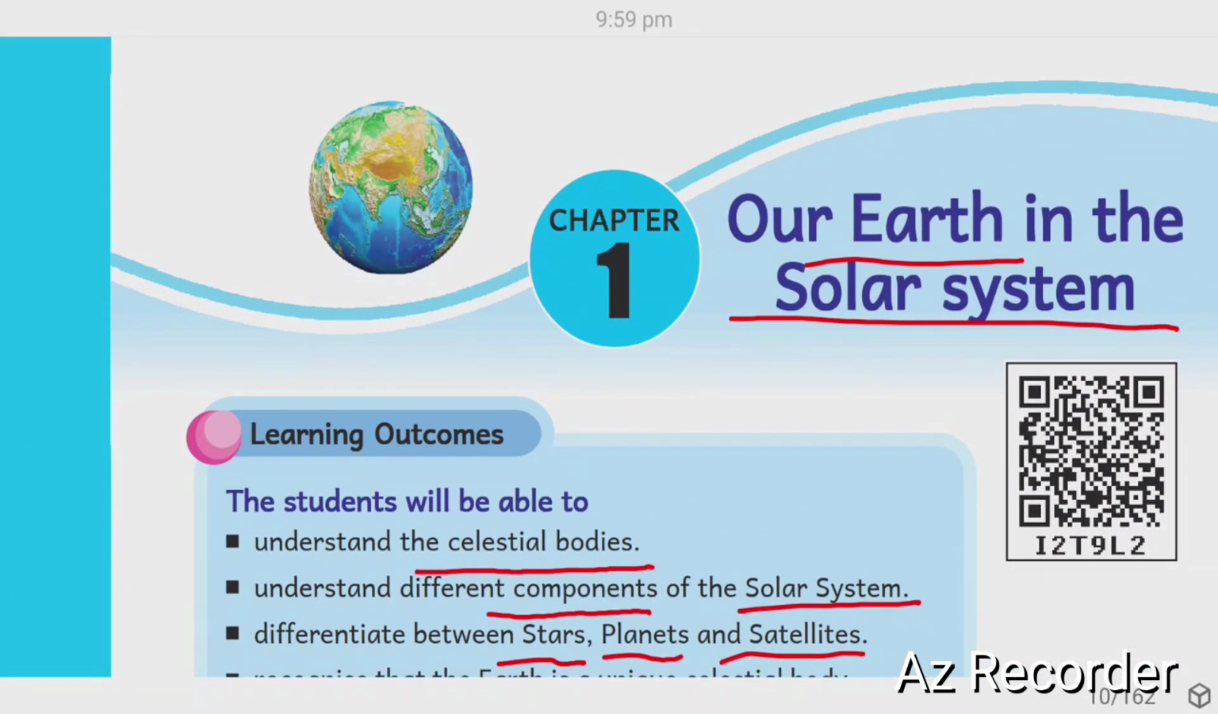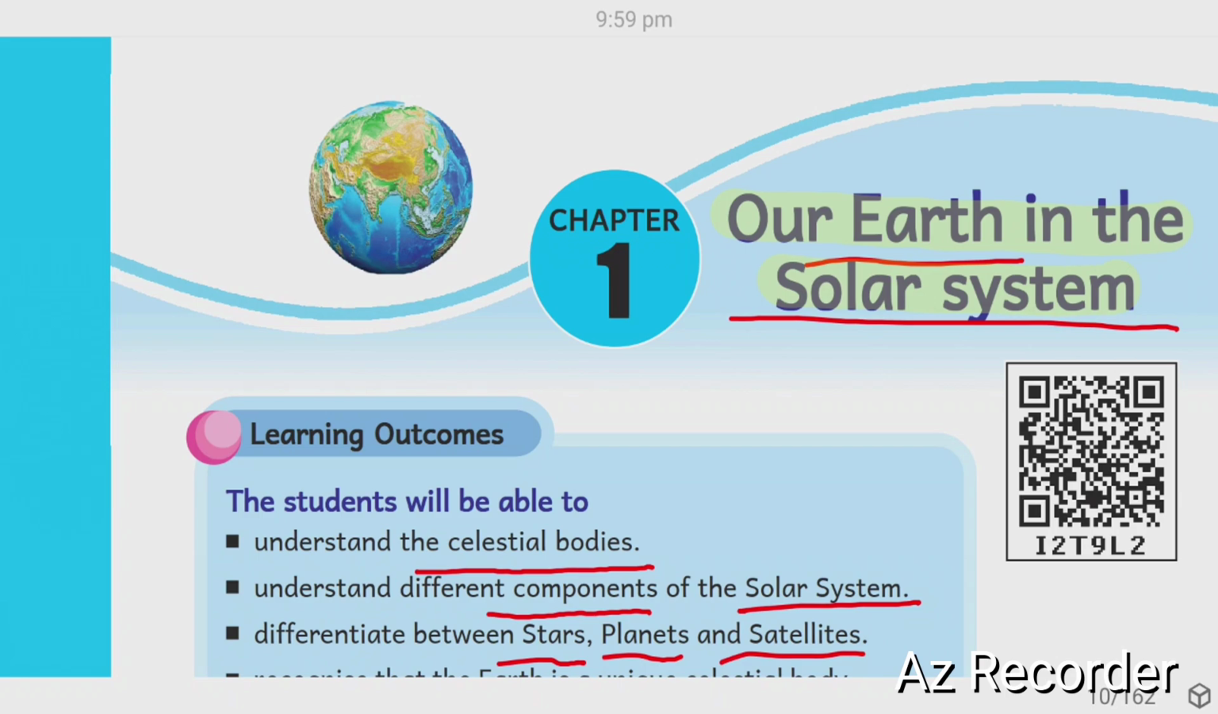Okay, let's have a look into this one. So, the topic is Our Earth in the Solar System. We know very well about the solar system. The solar system is nothing but the sun and its family. That means the sun and the other planets altogether we generally call the solar system.